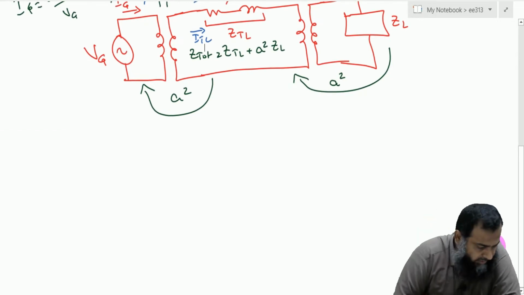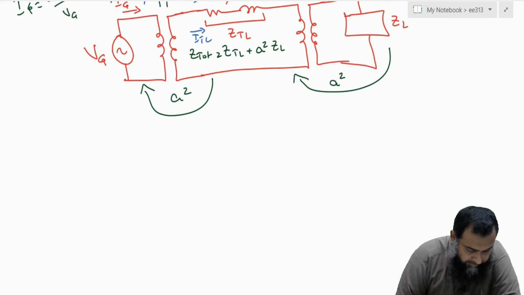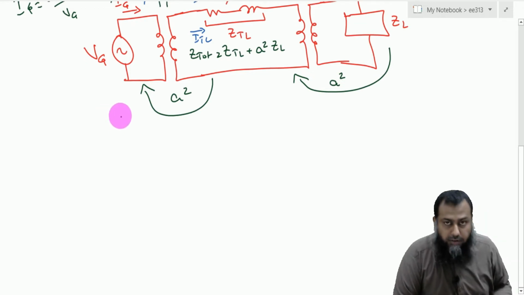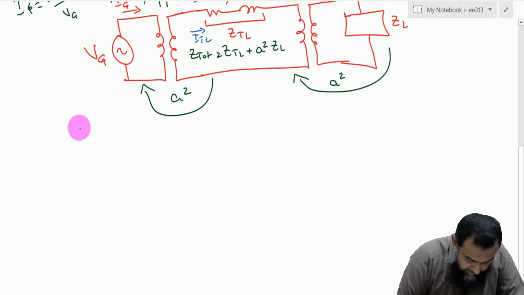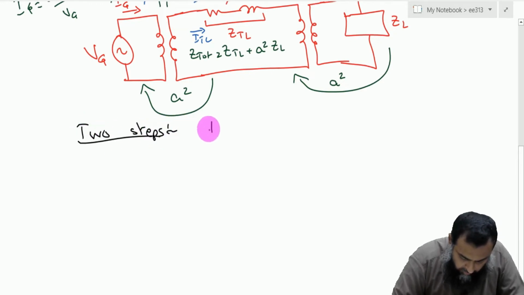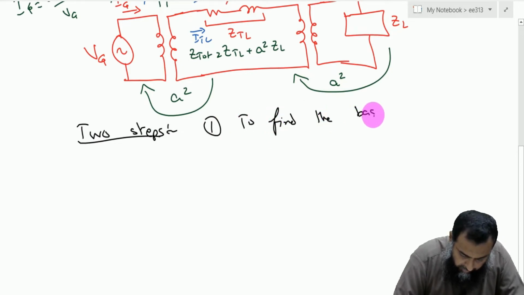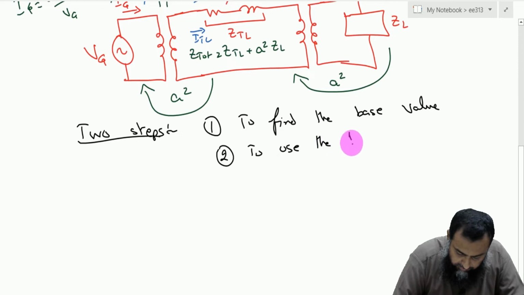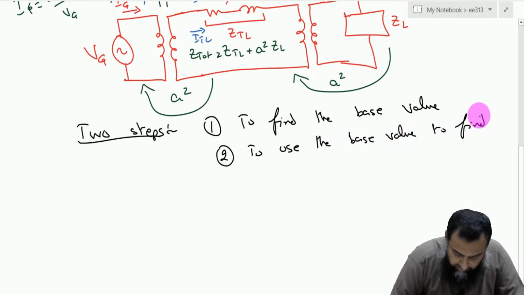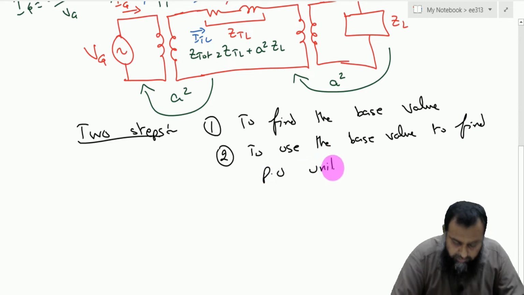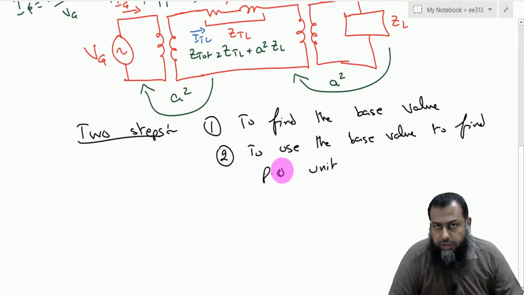For that, there are two steps in this. The first step is to find the base value, and the second step is to use the base value to find the per unit value of either the current, the impedance, or the voltage.